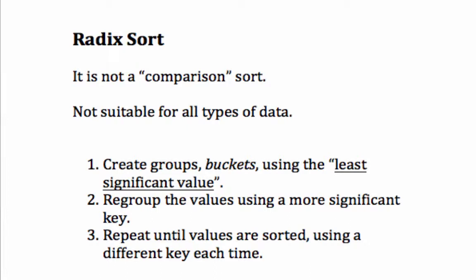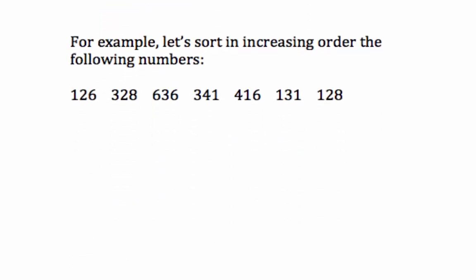The technique is very simple. Essentially, we're going to take a look at the least significant value of the numbers or words or whatever objects we are given, and then create groups, what we call buckets. Once we create the first set of buckets, then we regroup the values using the next significant key, and that gives us a second group, and then a third group and then a fourth group, until we have all the values sorted. Things will become more clear as we do the following example.